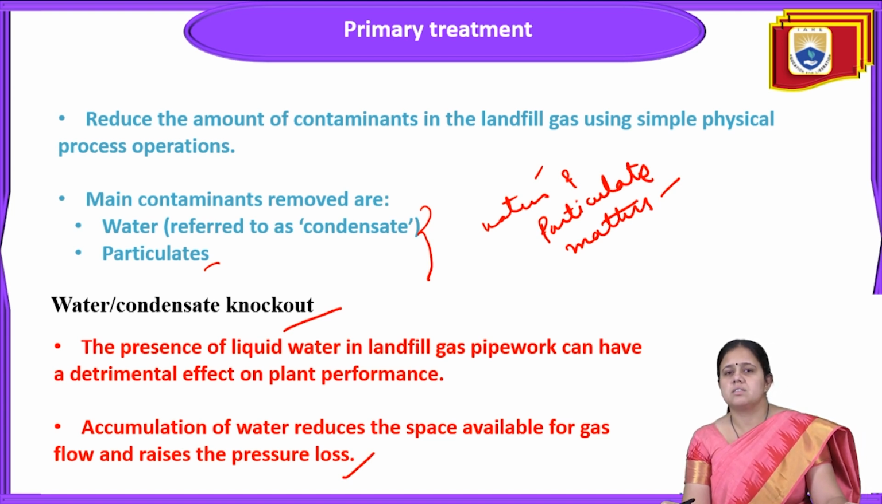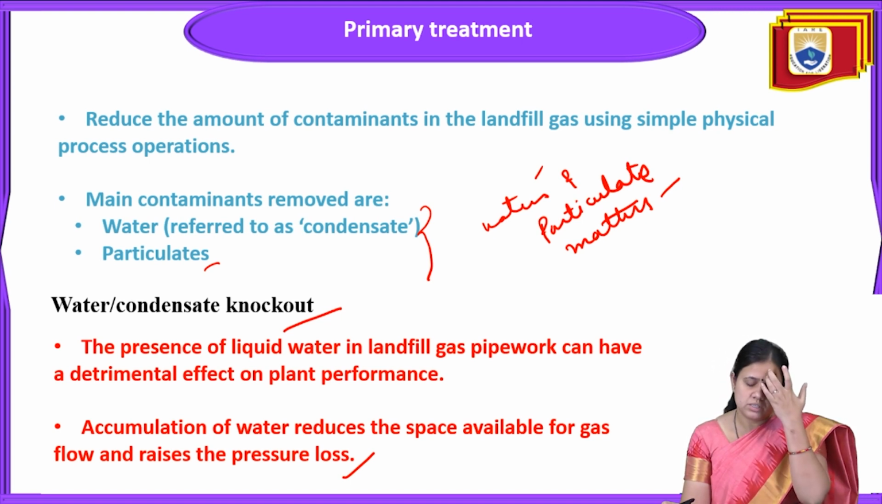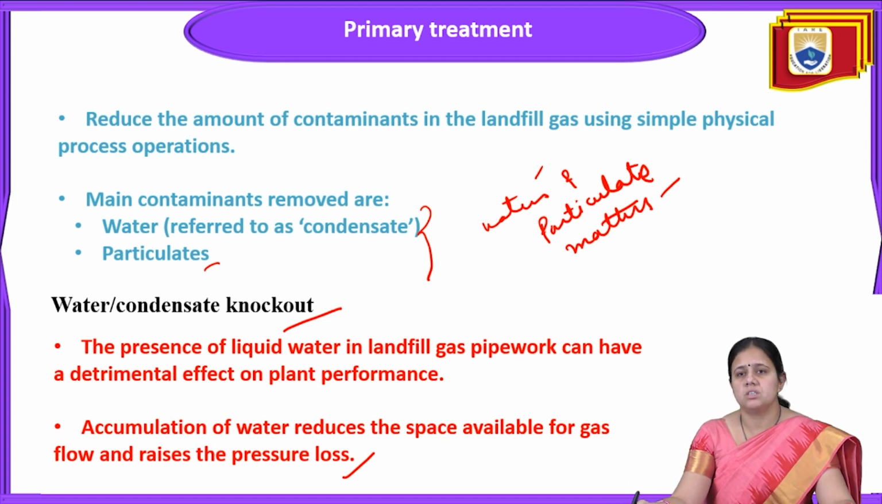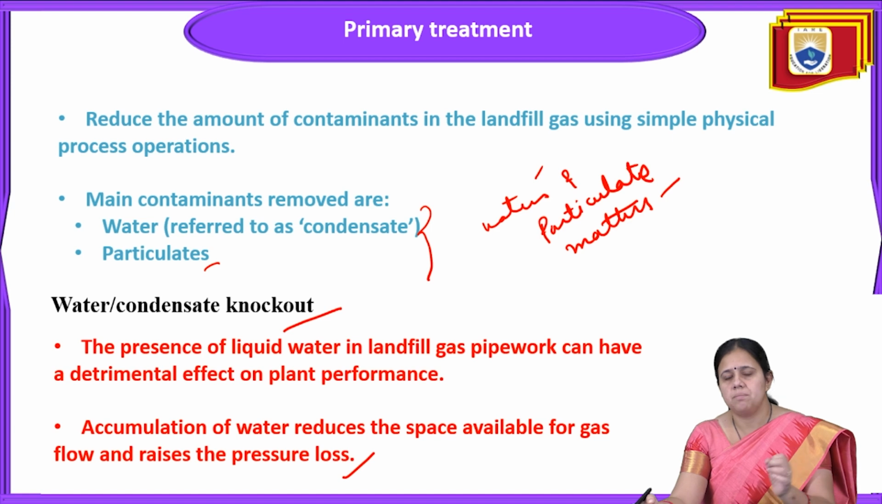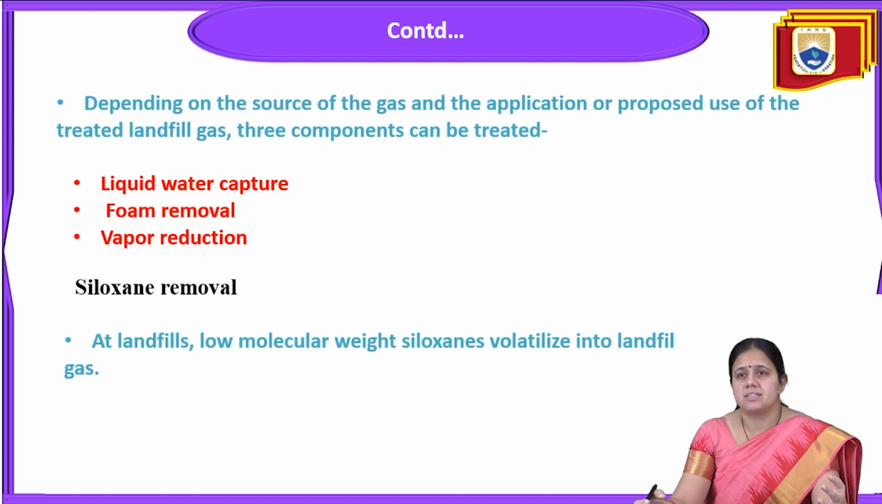So what happens to these things? The accumulation of water reduces the space available for gas flow and raises the pressure loss. So these are the two issues with the presence of liquid water in landfill gas pipe work: it has detrimental effects on plant performance, and the accumulated water reduces the space available for gas and raises the pressure loss.